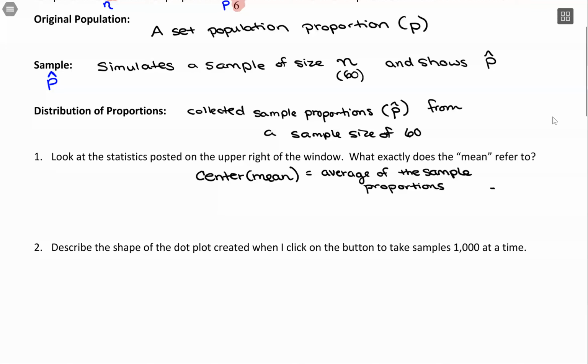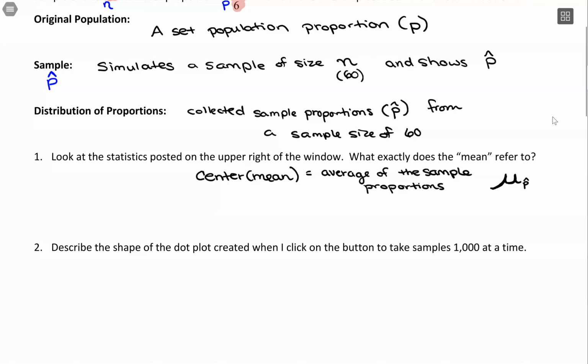So with that, we use the notation of mu, but since this is specifically relating to taking sample proportions, where each of those dots represents a p hat, and we're averaging all of those p hat values, a little notation that we use is mu with a little subscript of a sample proportion, just to show that this is the average of sample proportions.